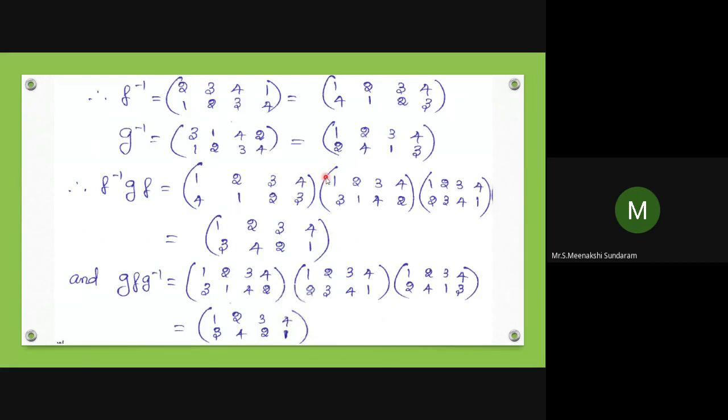So next, 2 maps to 1. Check in the second case: 1 maps to 3, then 3 maps to 4, so the answer is 4. 3 maps to 2, 2 maps to 1, 1 maps to 2, so the answer is 2. 4 to 3, 3 to 4, 4 to 1. Answer is 1.